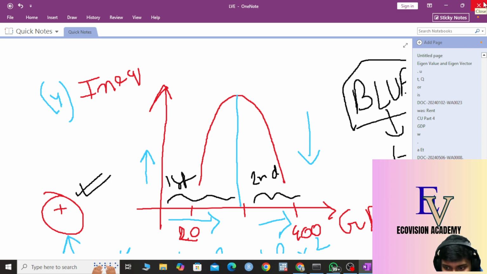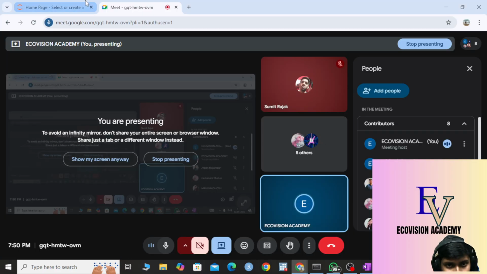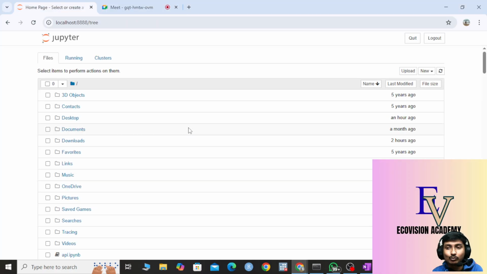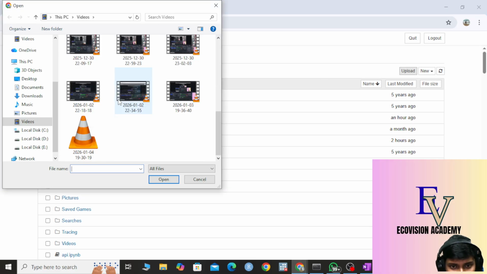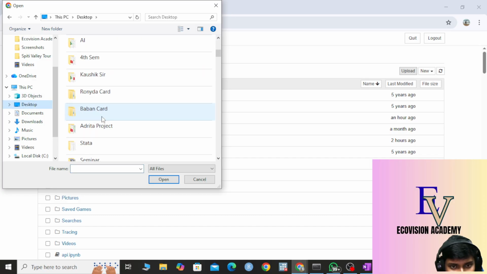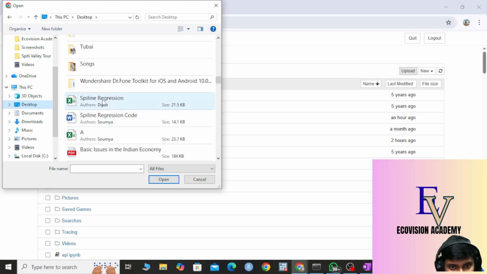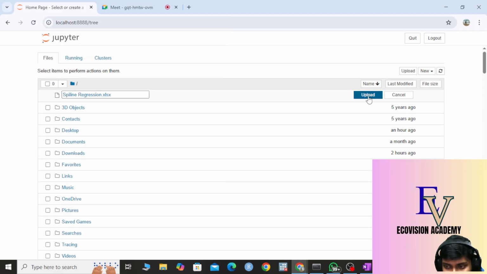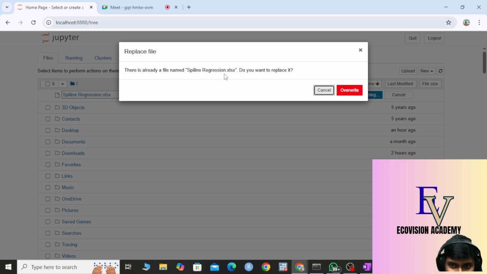So what I basically do is open my Python, the Jupyter notebook. I have to upload the data. What was the name of the data? The data name was spline regression. On the desktop I can go to the spline regression file and open it. I click upload. It is already uploaded, so I do not have to upload again.